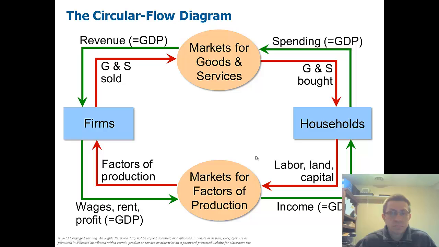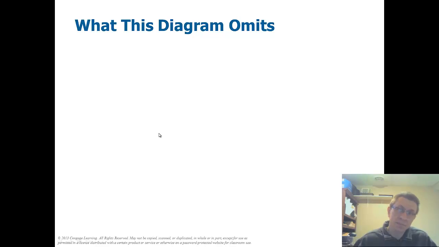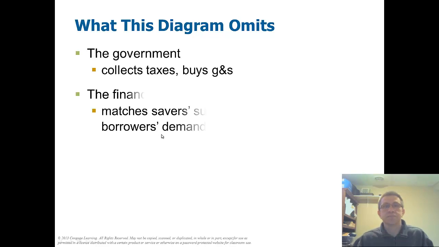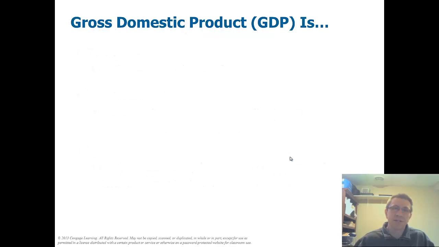Either one is going to measure our GDP. So you have a market for goods and services and a market for factors of production. It's a circle. It's the circular flow diagram. I don't spend much time on that, but now you've seen it. This was a simplified version; it doesn't include the government yet, the financial system, or the foreign sector. You can get more complicated with this, but we're not going to be doing that at the moment.